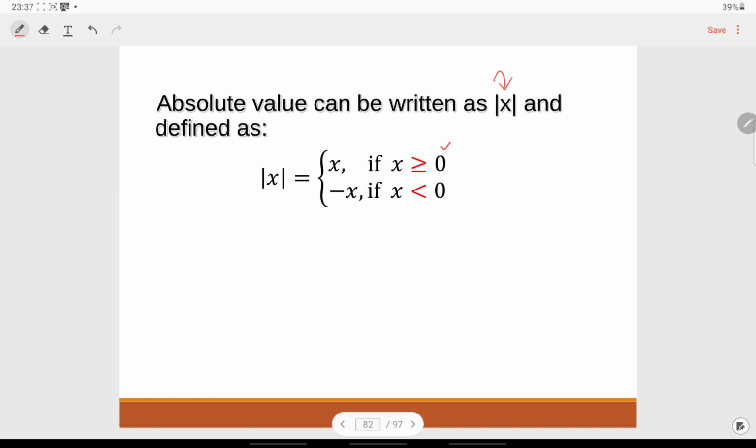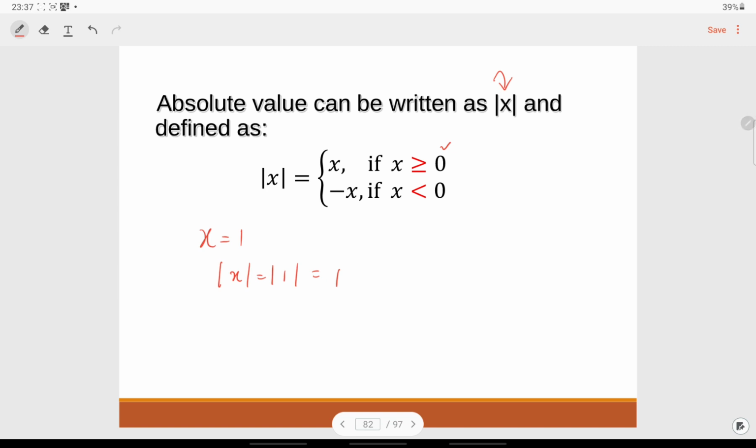Okay, for example, if we take one value, let's say x is equal to 1. So the absolute value of x is equal to the absolute value of 1. Based on the definition, because x is greater than 0, it is equal to x, which equals 1.